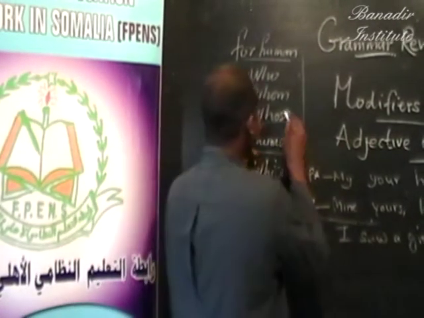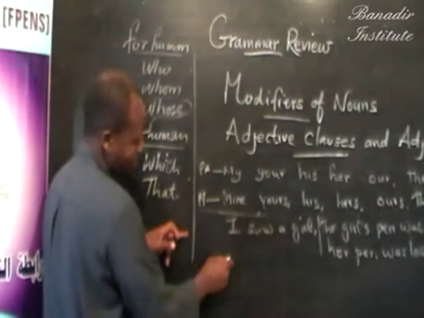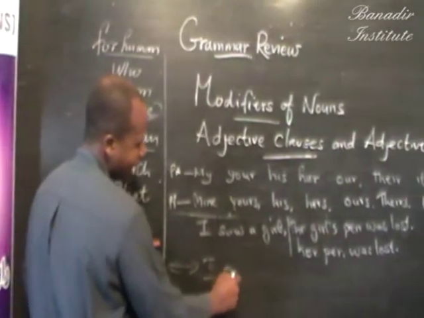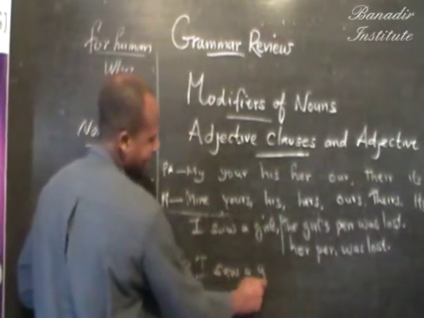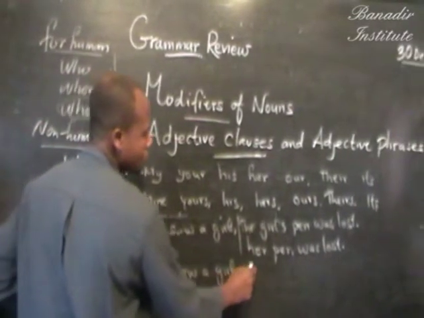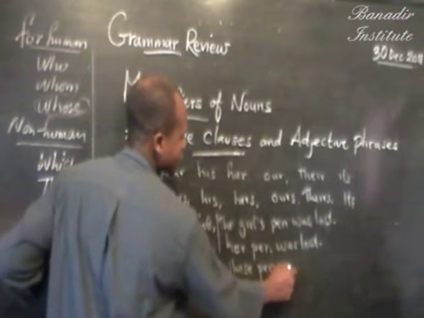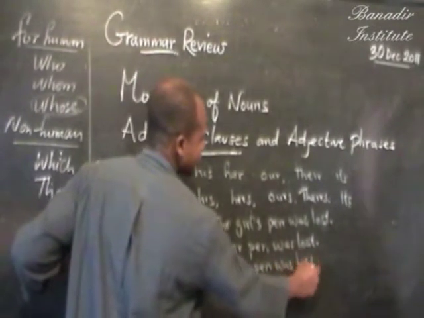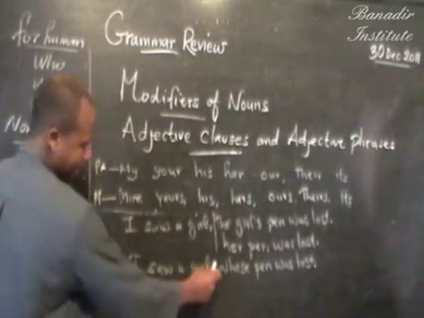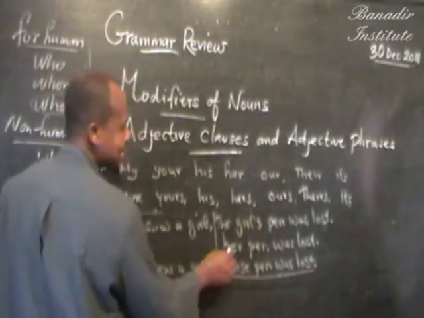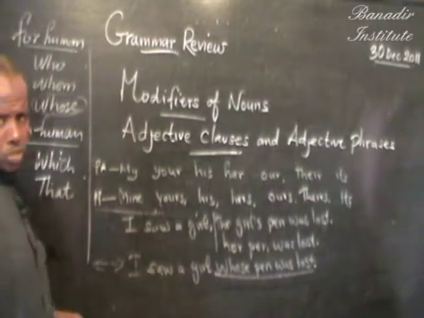So here, let me take whose as a relative pronoun and start: I saw a girl whose pen was lost. Whose pen was lost. I saw a girl whose pen was lost. Whose pen was lost means her pen was lost or the girl's pen was lost.